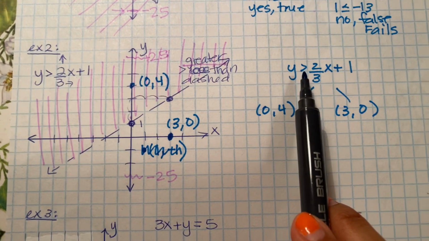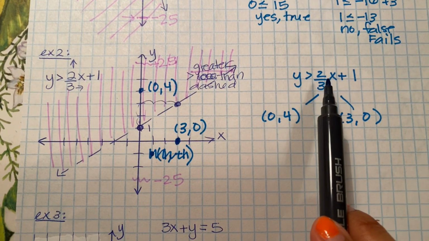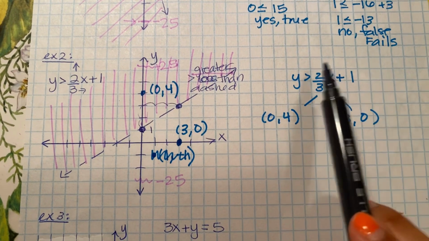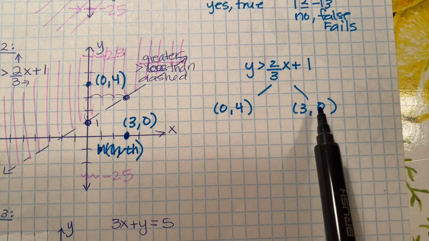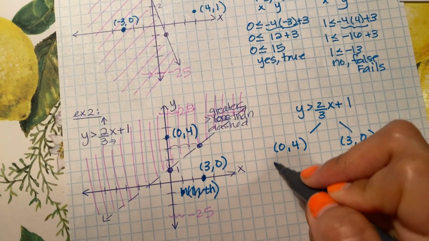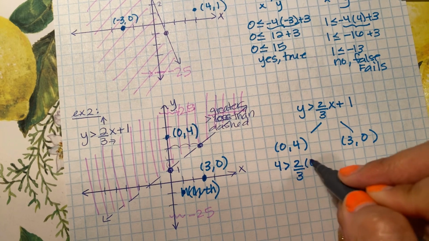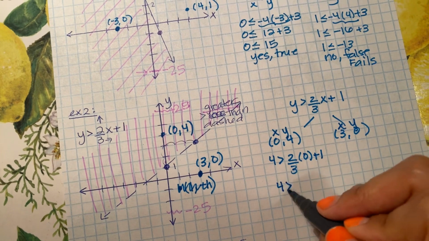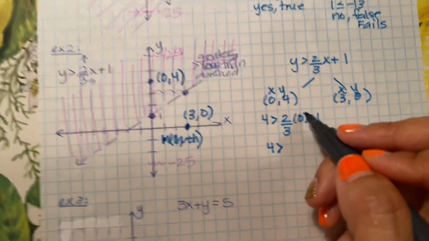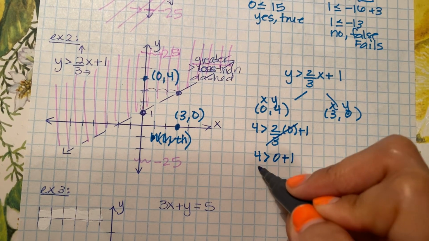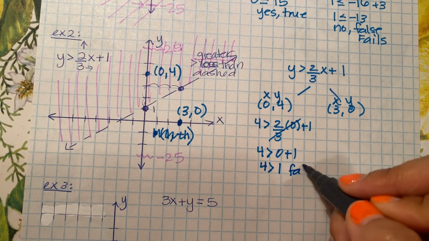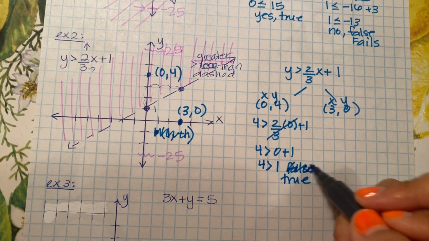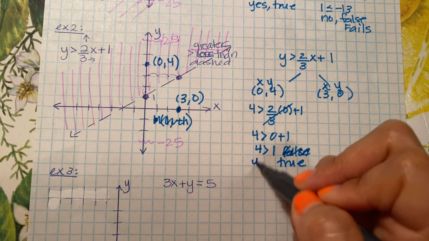My inequality should hold true. The left side should be greater than my right side. 3, 0 is in my unshaded region, so that means the greater than symbol should be false. Okay, so here we go. If I substitute 4 is greater than 2/3 times 0 plus 1, because x is 0, and anything times 0 is 0. So that's 0 plus 1. So is 4 greater than 1? Yes, it's true.